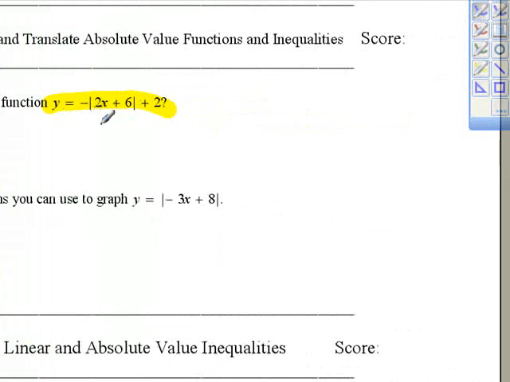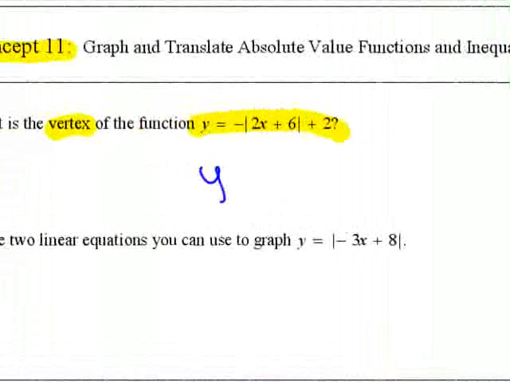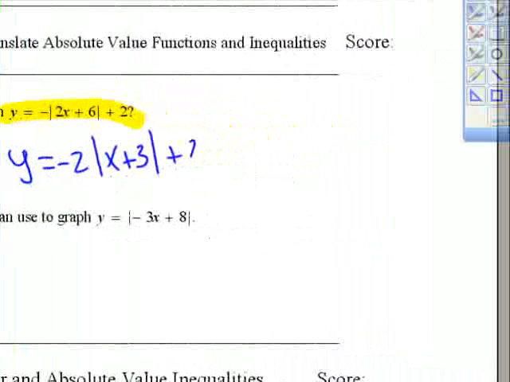I can't see the vertex in this form, so I'm going to try to rewrite this in a different form. What I'd like to do is factor a 2 out of this absolute value. Gets me down to here. Now I can see the vertex.